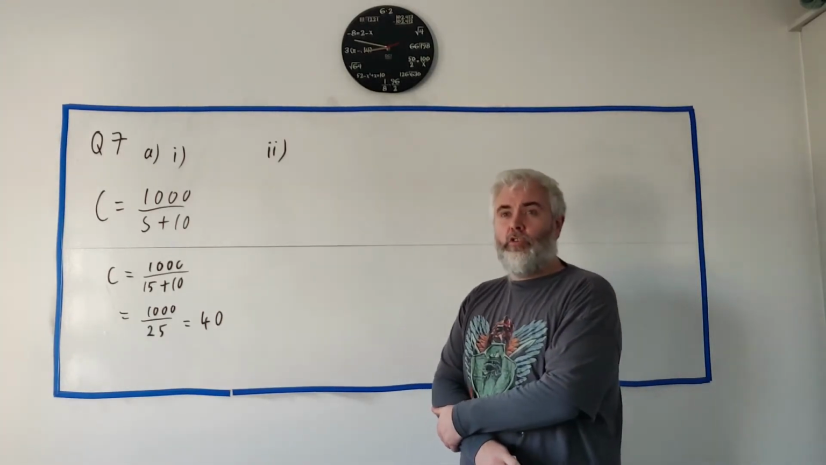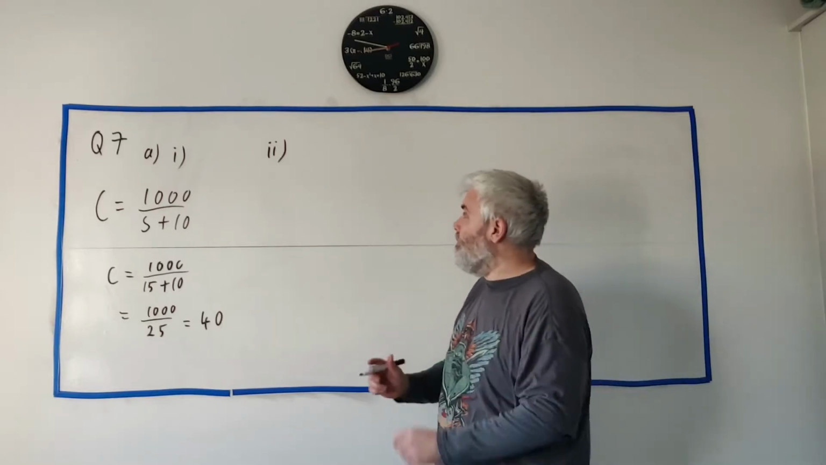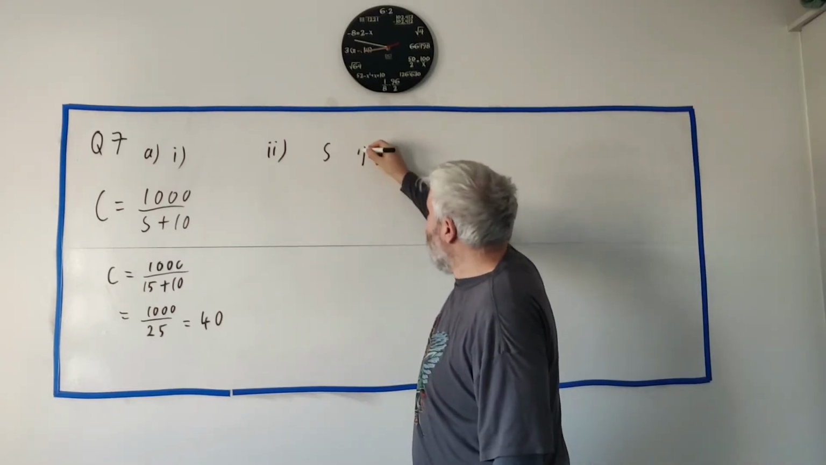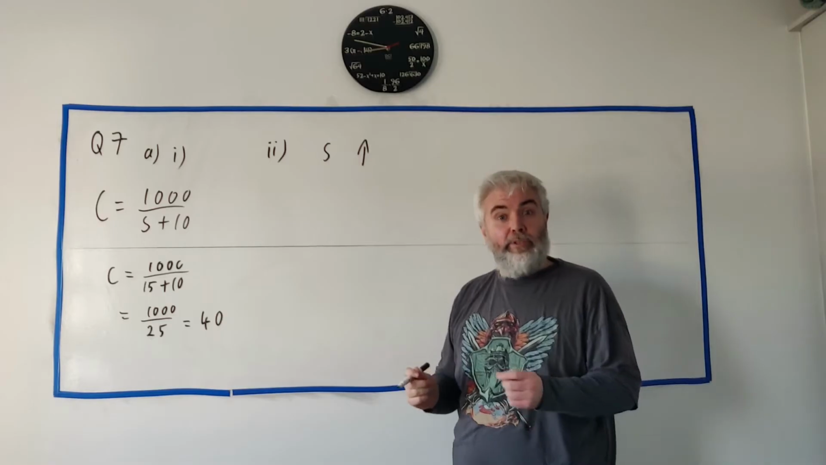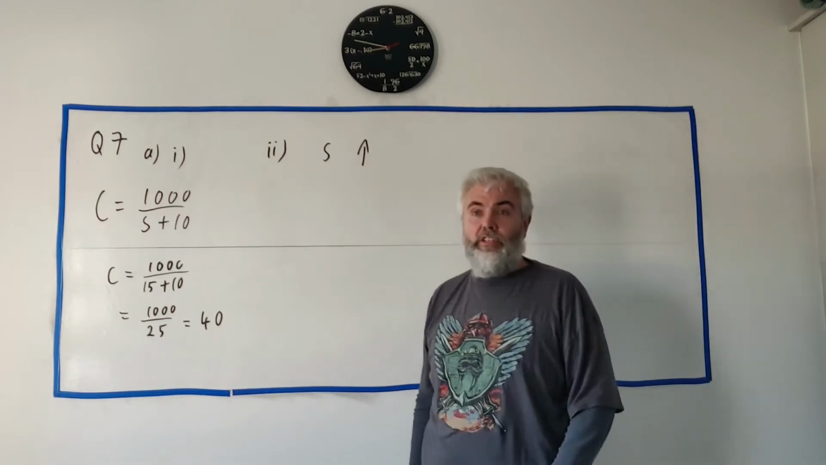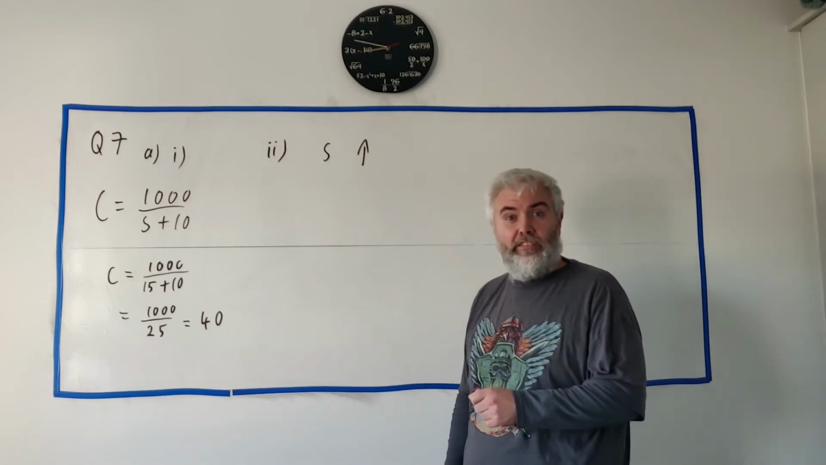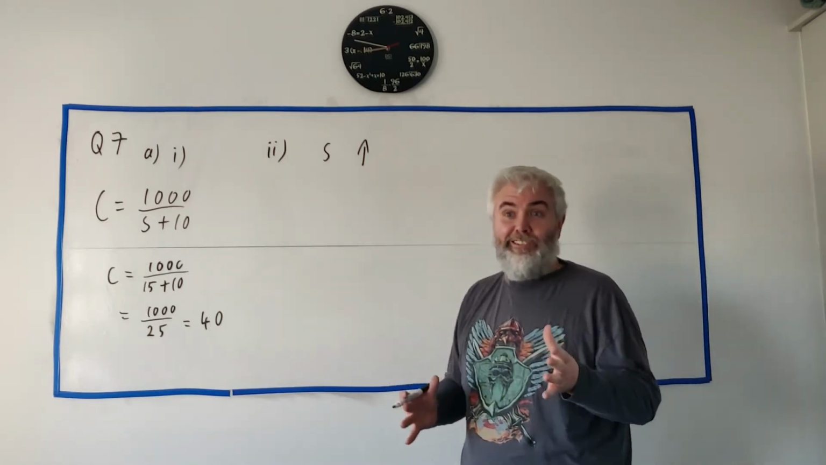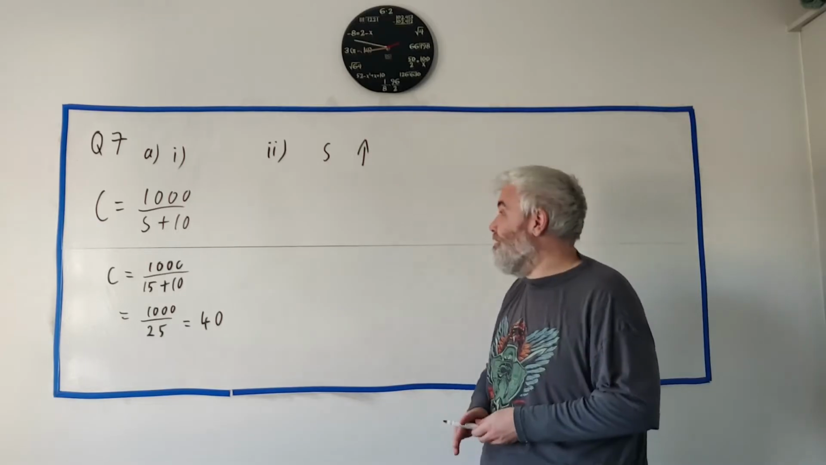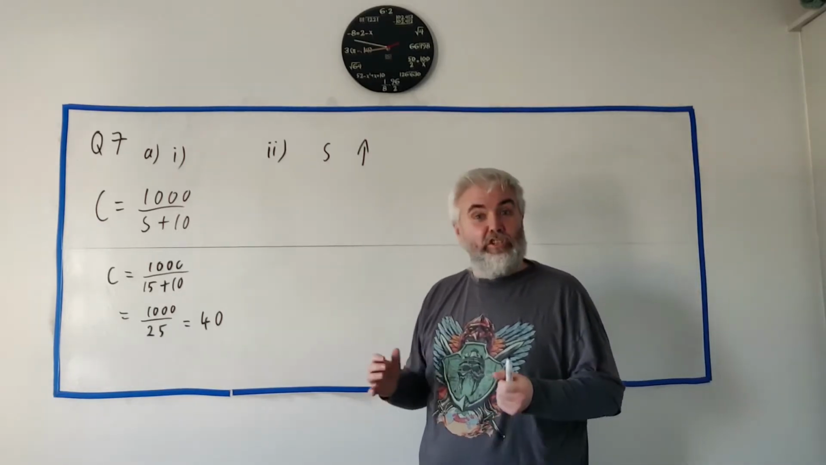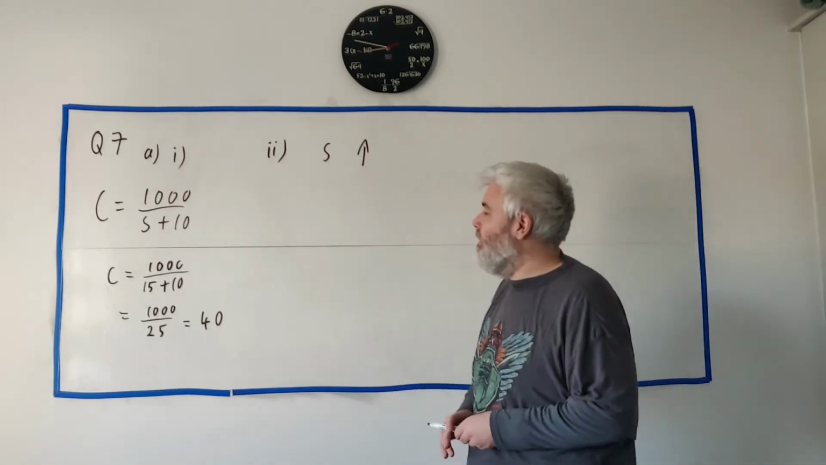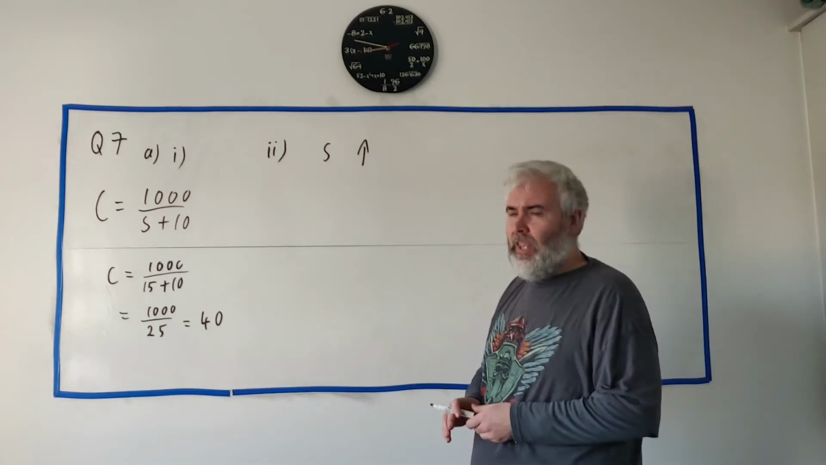Okay, for part 2, they tell us that S increases, and they ask us what happens to C. Does it increase or decrease? And then it asks us to justify our answer. This is one of those really hard questions. I'm guessing lots of students got the first part right, and on the justification they probably lost marks. So I'll show you what I would do here.